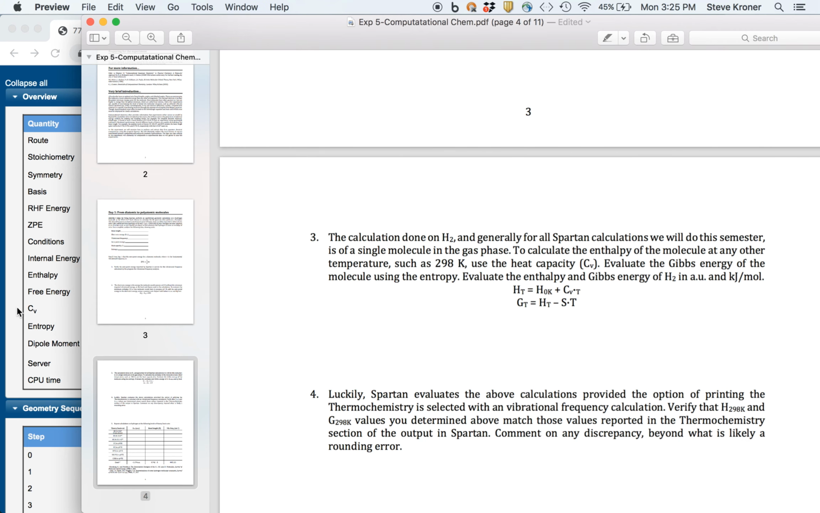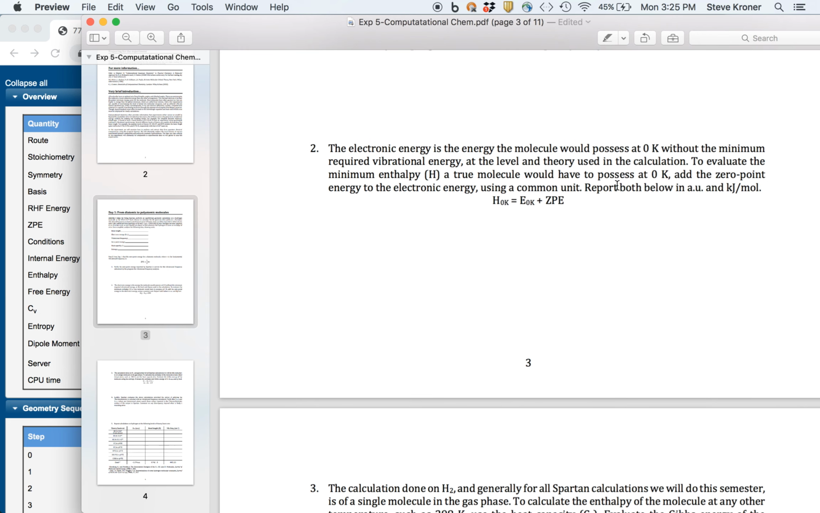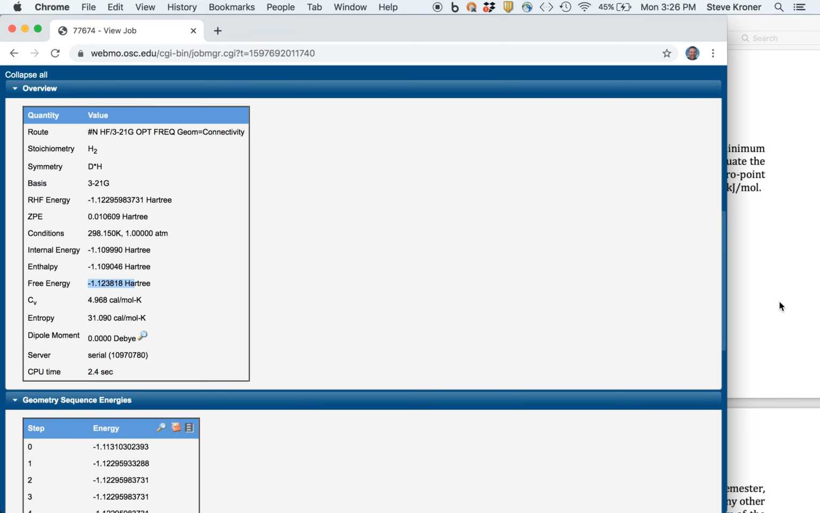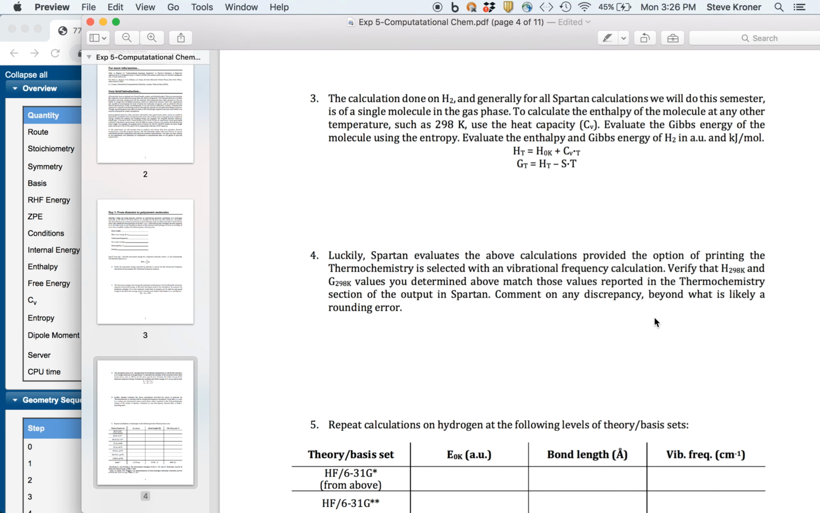I think the internal energy, I'm not entirely sure. I believe the internal energy is this H0K. Then we take the E0K plus the ZPE. That looks about right. So I think that that's what the internal energy is. If you wanted to do a check on number 2, it should match up with the internal energy. So RHF energy is your E0K. This should be your H298K, and then the free energy, your G298K. So you're just getting a sense of where those values are coming from.